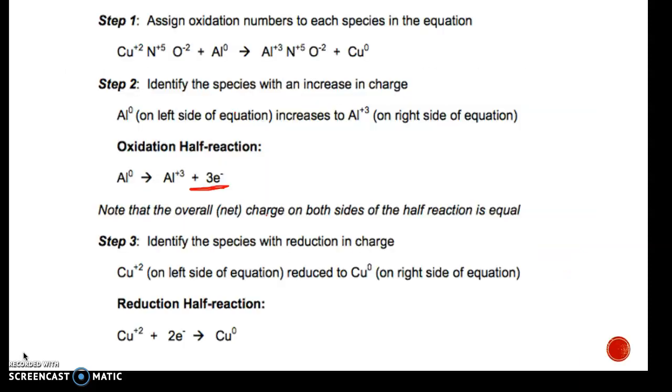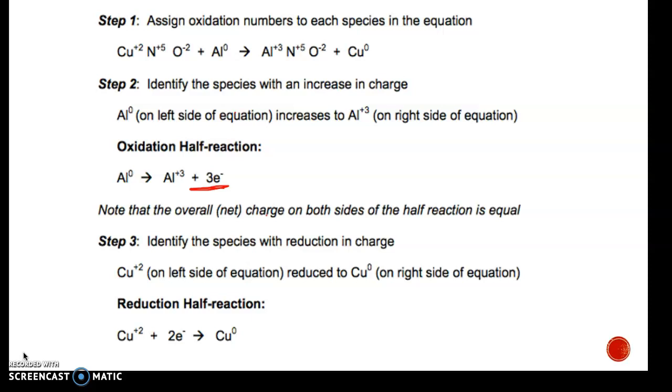But before we can get started, I have a couple of steps that I like to use to help us on how to do half reactions. Then we'll identify a couple of half reactions, an easier way to identify it, and then we'll go on to writing half reactions. I have two problems that I want us to do. So, step one, you have to assign oxidation numbers. Once you assign oxidation numbers, you know what is oxidizing and what is reducing.